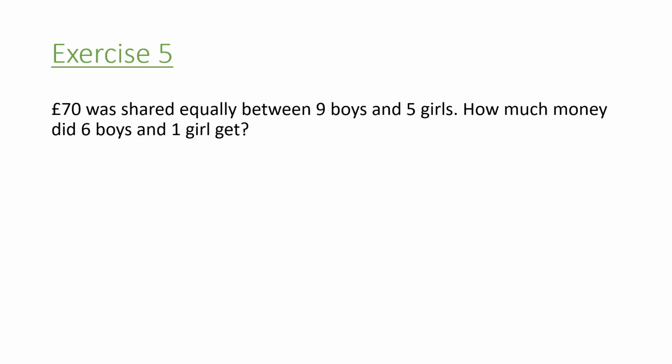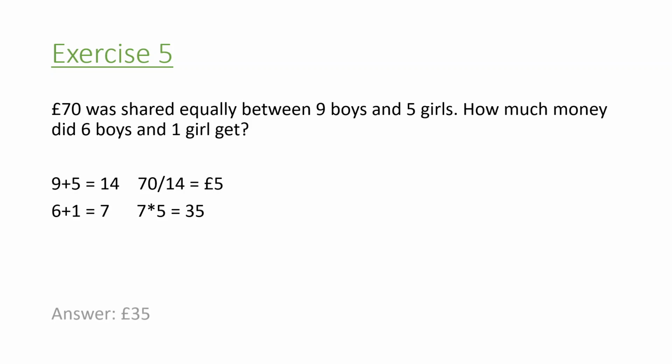Okay, then that's 15 seconds. So basically, you have to do 9 plus 5, because that's how many people there were, is 14. 70 divided by 14, £5. 6 plus 1, 7. And then they each got £5, so you'd have to do 7 times £5, £35.